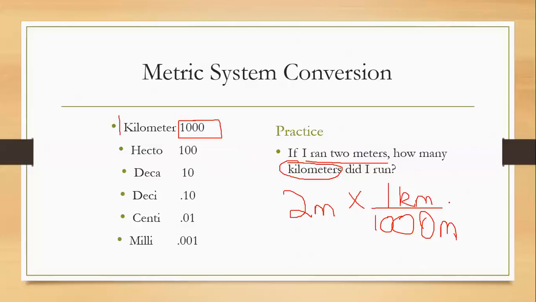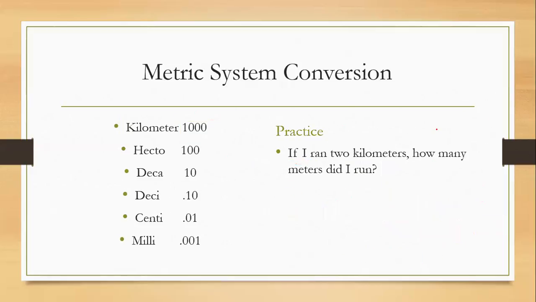So if we were to multiply this through, we would get 2 over 1,000. And we'll cancel out these m's, and we're left with kilometers. And 2 over 1,000 is going to be 0.002 kilometers. So that first one might have been a little tricky, but let's look at this next one.